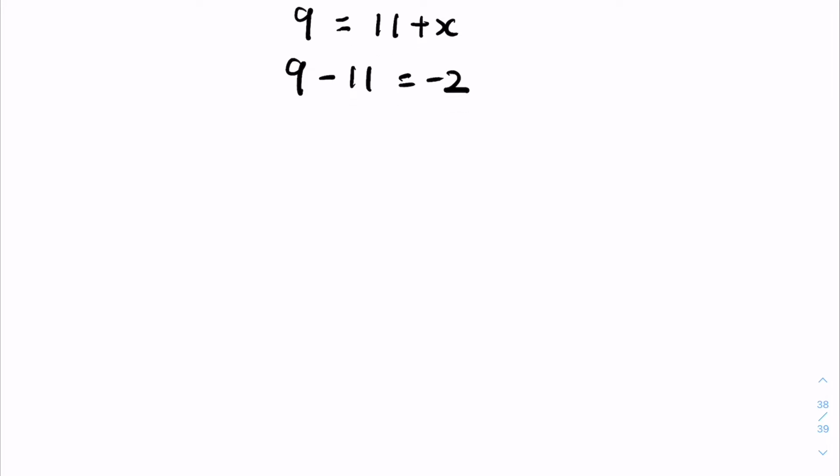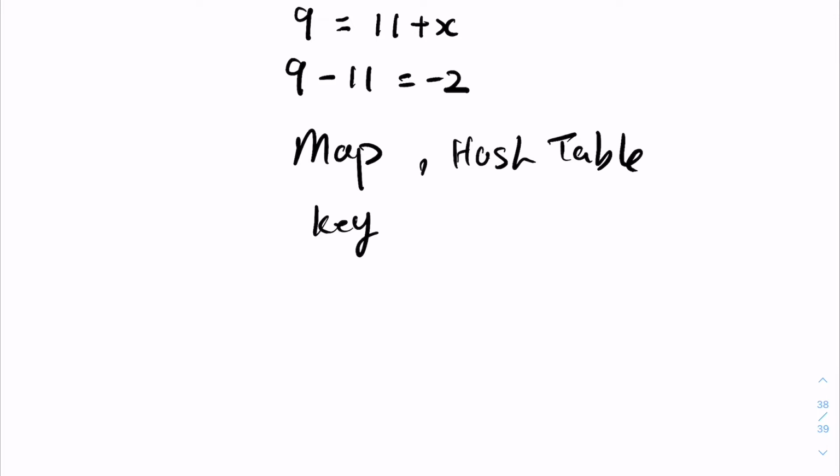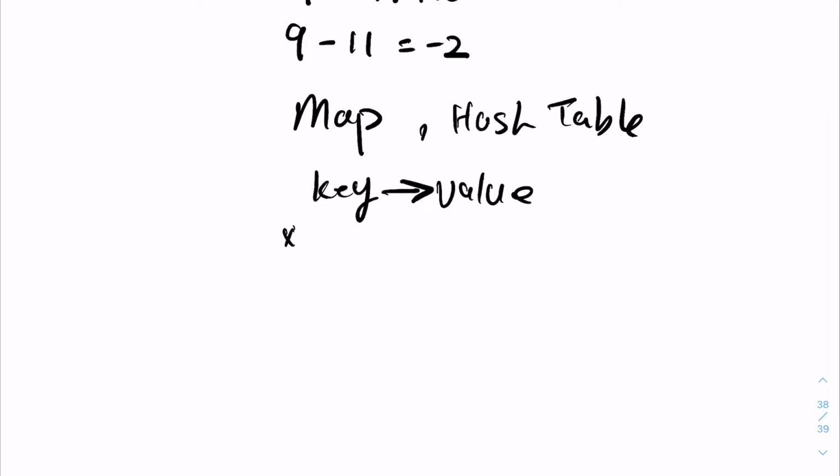Well, this is the first data structure I'll be introducing in this series, and that is arguably the most important data structure in programming, and that is a map, or some call it a hash table. So what is a map? A map has two parts. It has a key and it has a value, and each key maps to a value. Keys are unique, so each key will always map to a value, so you won't have two same keys mapping to two different values.